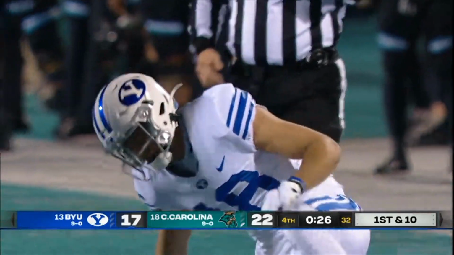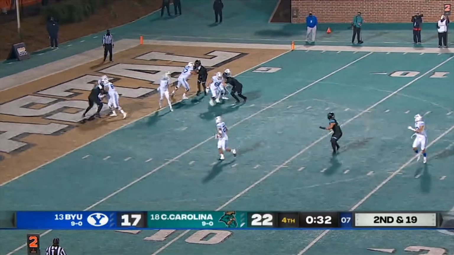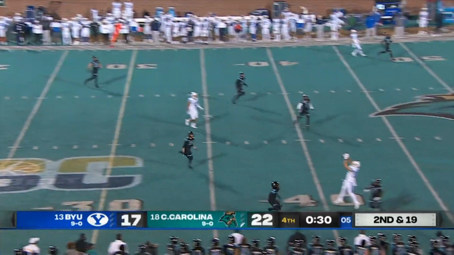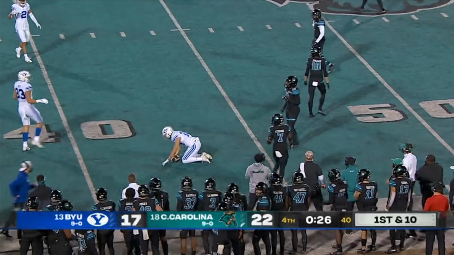Now, we've got 26 seconds left, and the officials stop action for an injury. And so the rule book says that if there's a player injury and it's the only reason for stopping the clock with less than a minute and a half, the opponent has the option of a 10-second runoff. But in this situation, the injury wasn't the only reason we stopped the clock. We first stopped it for the first down.